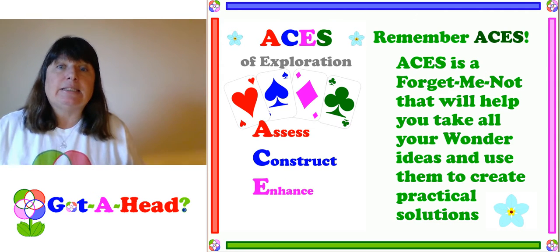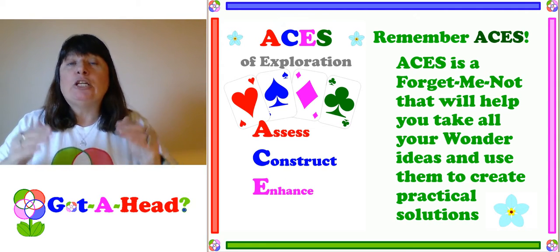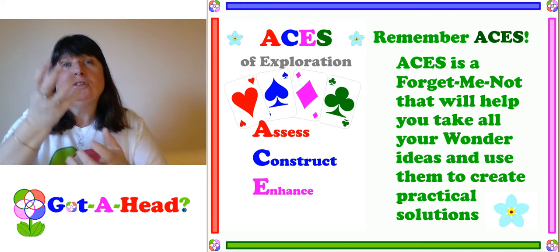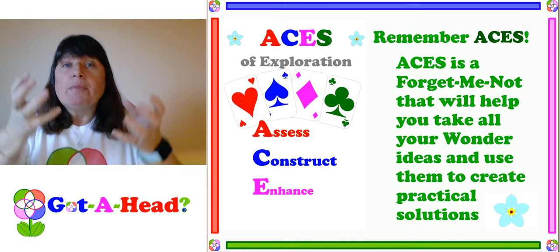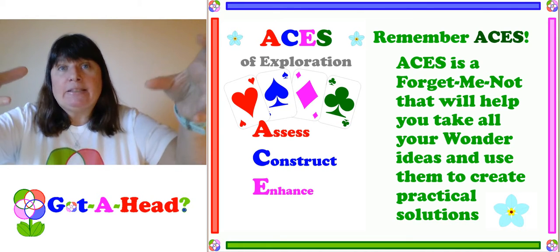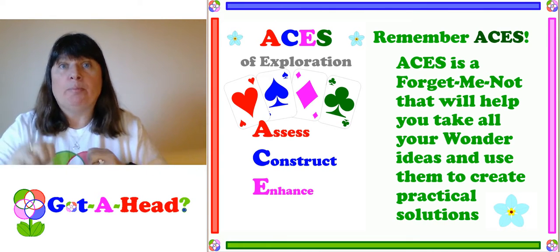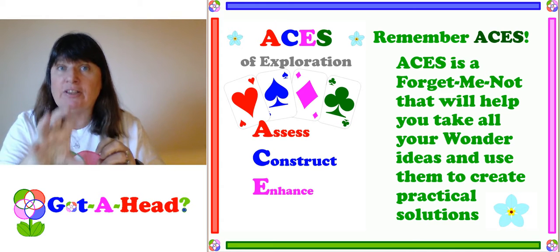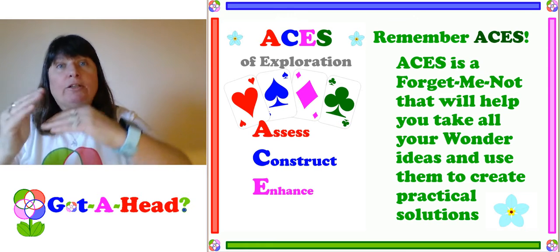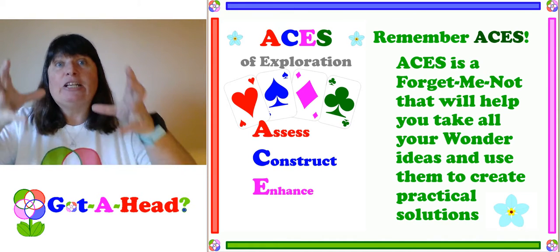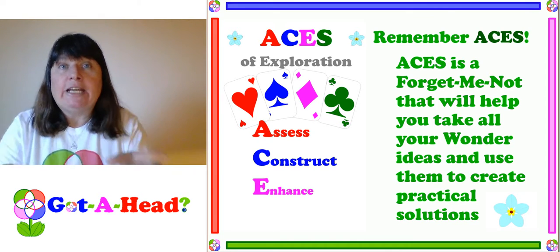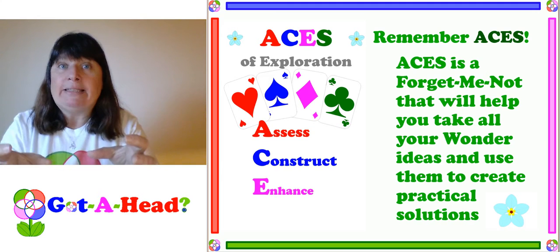The E in ACEs is enhance, and that is where you take an idea, you look at its features, and you pick out, well, what's good, what's not so good, and you can add to it to make it better, or you can take away a problem that's causing you some kind of difficulty. Either way, whether you're adding something to it or taking away the problem, you're enhancing your basic idea. You're adding more features to it, or you're taking away a feature that was problematic.